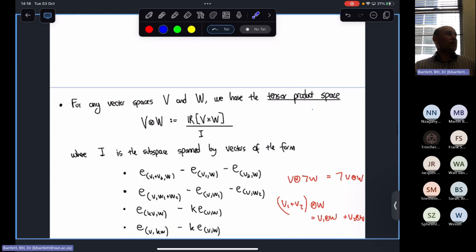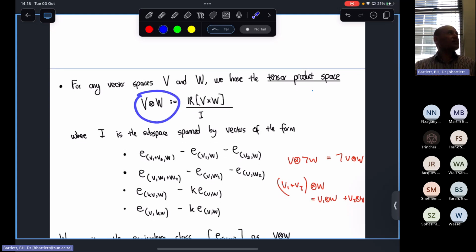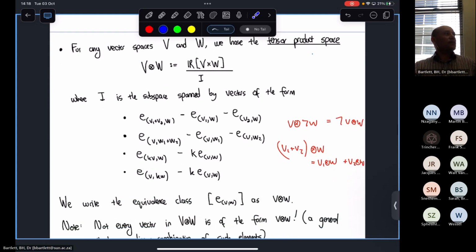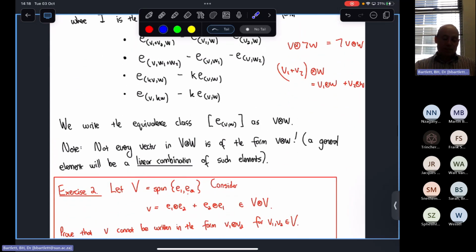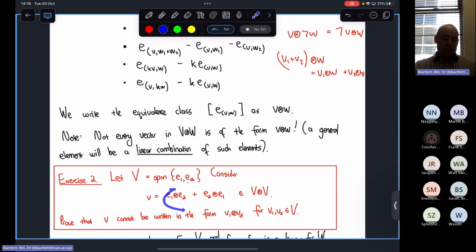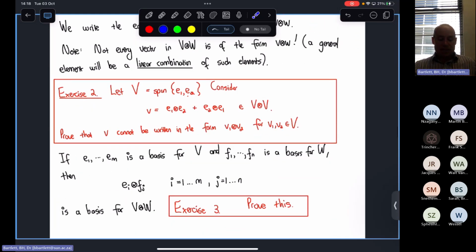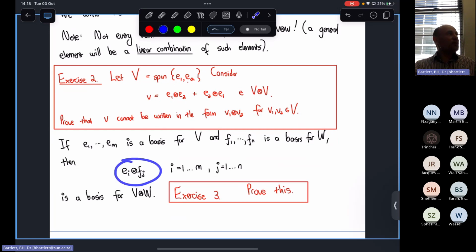Also, given any two vector spaces, we can take their tensor product as we defined last time. Not every vector in the tensor product space is a pure tensor, but every vector is a sum of pure tensors. So for example, this particular vector cannot be written in the form V1 tensor V2. That was an exercise. And if you've got a basis for V and another basis for W, then their tensor products will be a basis of V tensor W, which tells us that the dimension of V tensor W is equal to the product of the dimension of V with the dimension of W.